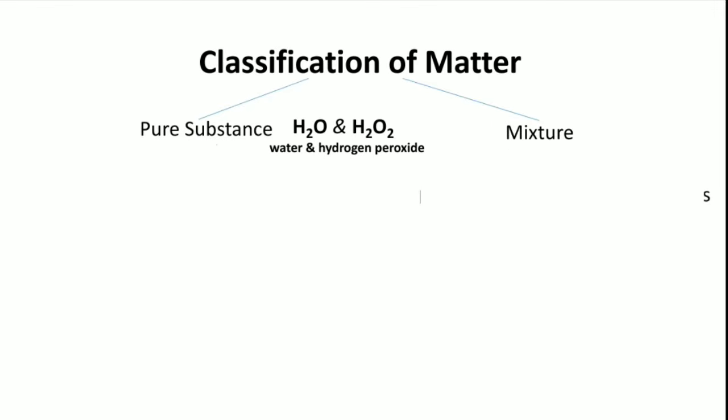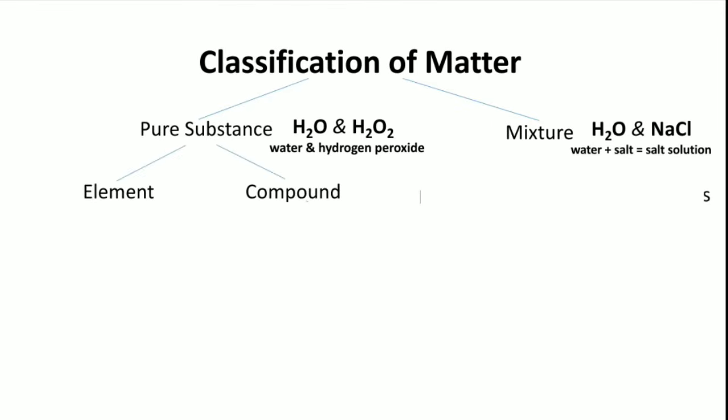Mixture. What are mixtures? Mixtures are combinations of pure substances. When we mix salt and water, salt dissolves in water and therefore forms a solution. And a solution is a kind of mixture. So these two different substances mixing together, combining, form a mixture. So a mixture is a combination of at least two or more different pure substances.